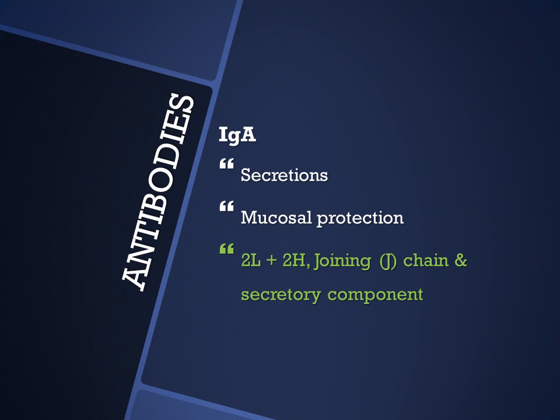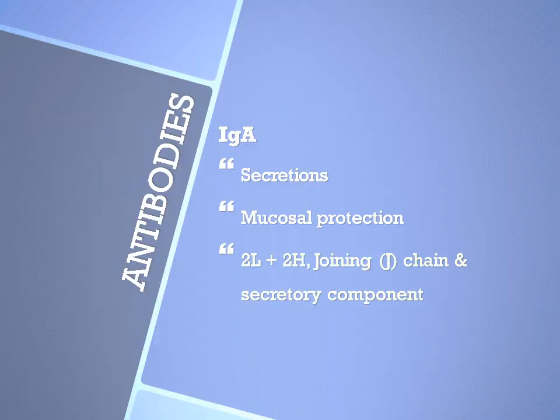The immunoglobulin A molecule comprises two light chains and two heavy chains. There is a joining component, and a secretory component is also present in the immunoglobulin A molecule.